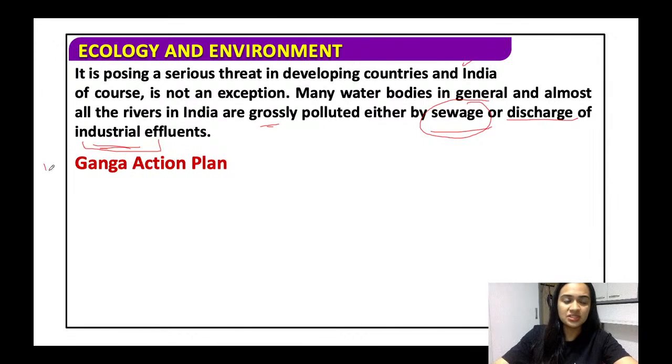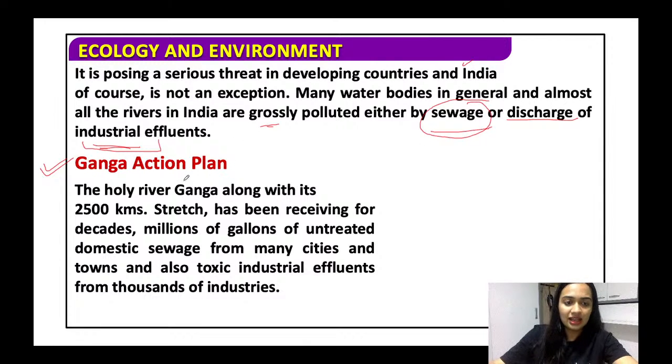Now in water pollution, the most important is your GAP, that is, the Ganga Action Plan. So the Ganga is basically a 2500 kilometer stretch. Okay? And this is the most holy river and the most worshipped river of India. And this stretch has been receiving for decades millions of gallons of untreated domestic sewage. So a lot of sewage kept being dumped into it for many years without proper treatment. And it was coming from multiple cities. It ranges for 2500 kilometers. So you can see what a long stretch it is covering.